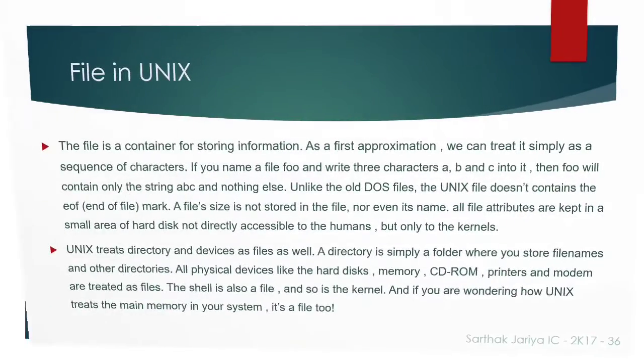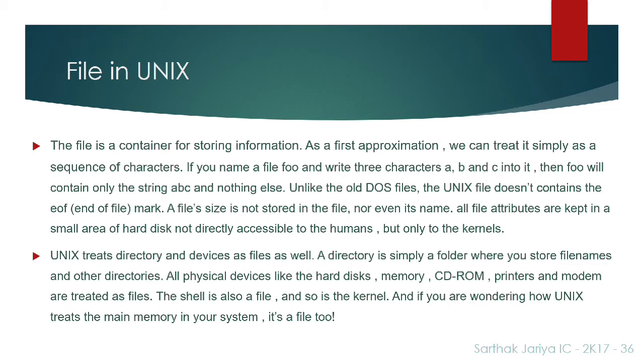File in Unix. A file is a container for storing information. As a first approximation, we can treat it simply as a sequence of characters. If we name a file foo and write three characters A, B, and C into it, then foo will contain only the string ABC and nothing else.